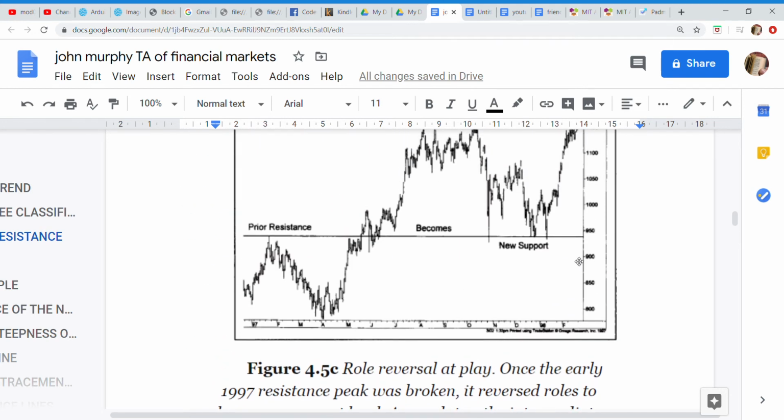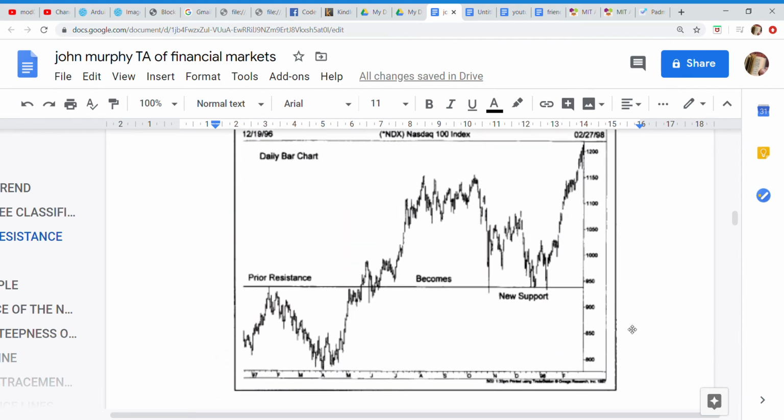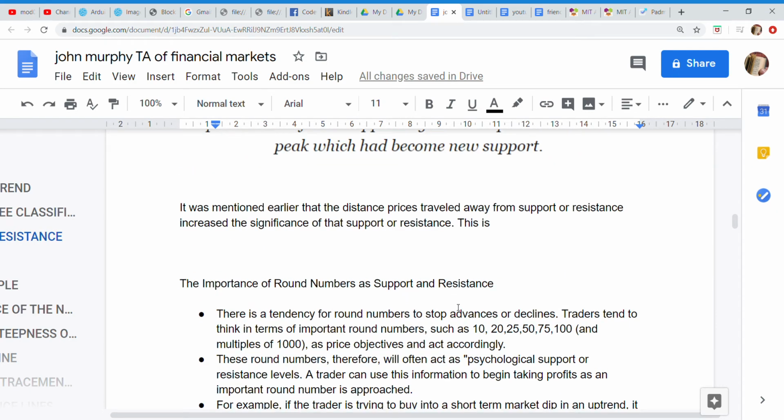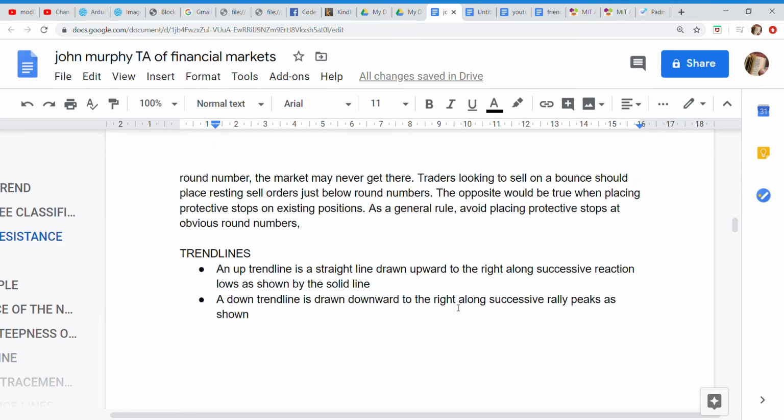Here it is buying at around near 800 points. Traders generally buy or sell at round numbers. So this point is basically discussing round numbers for support and resistance.